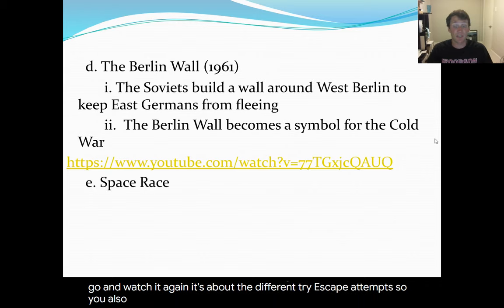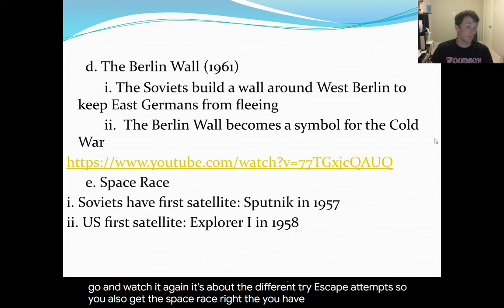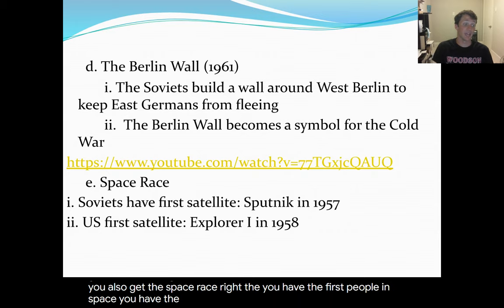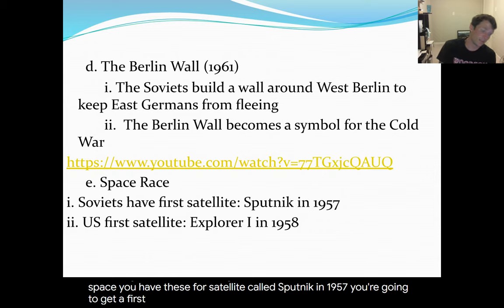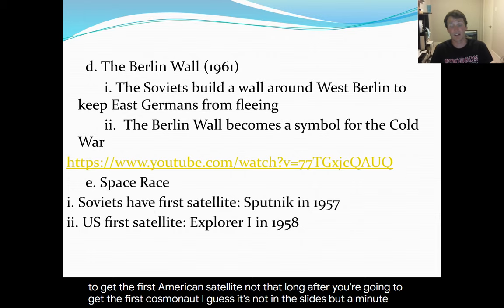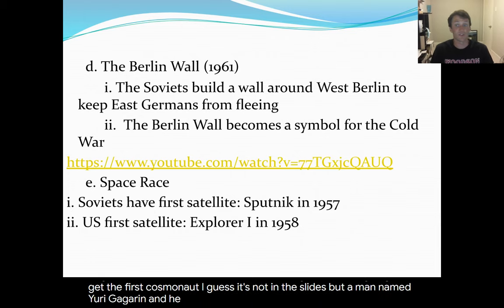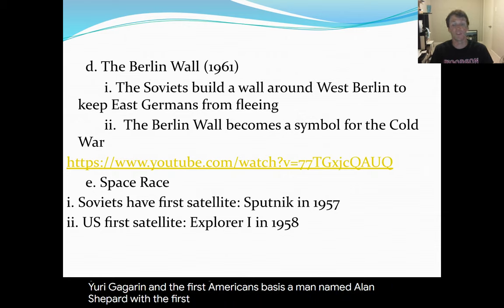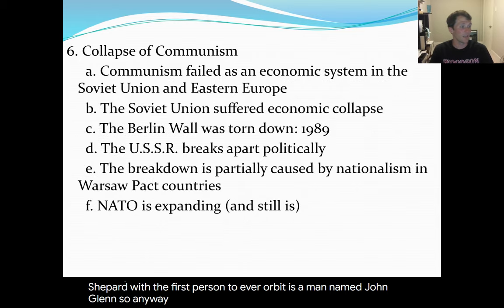So you also get the space race, right? You have the first people in space. You have the first satellite called Sputnik in 1957. You're going to get the first American satellite not that long after. You're going to get the first cosmonaut. I guess it's not in the slides, but a man named Yuri Gagarin. And the first American in space is a man named Alan Shepard, with the first person to ever orbit being a man named John Glenn. So anyway, moving on, right?